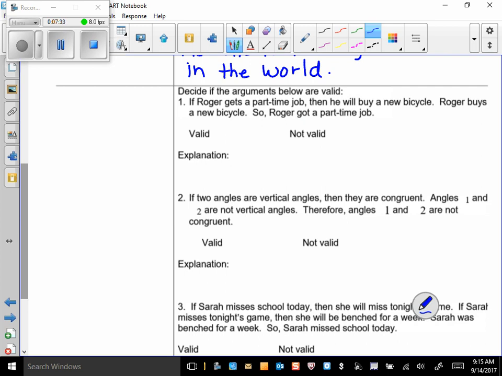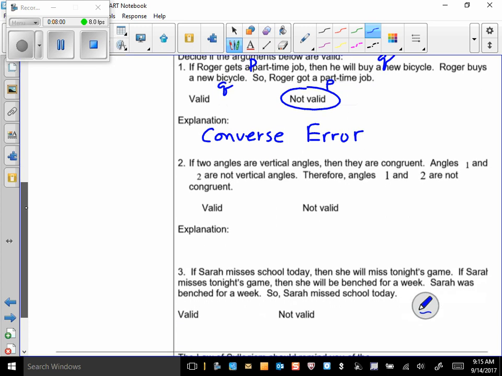So here we go. If Roger gets a part-time job, then he will buy a new bicycle. So go ahead and label your P's and Q's. That helps every time. Roger buys a new bicycle, Q. So Roger got a part-time job. There's P. So nope, that's not valid, is it? That's not valid because that's a converse error. Converse error.